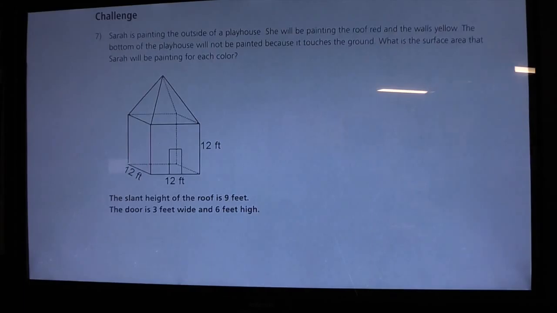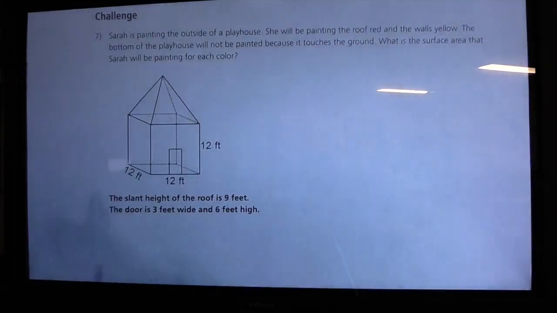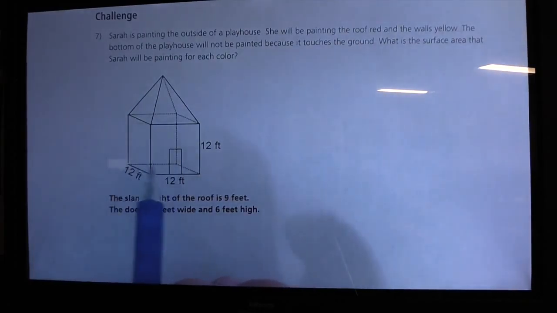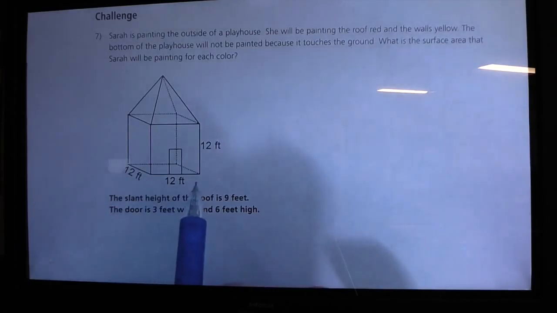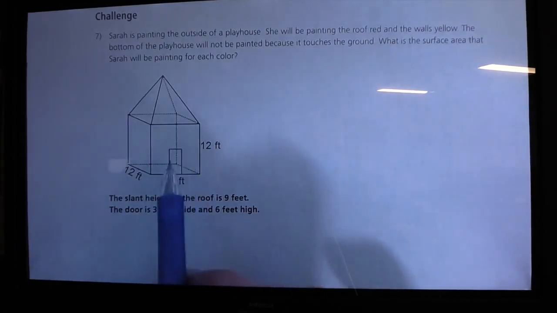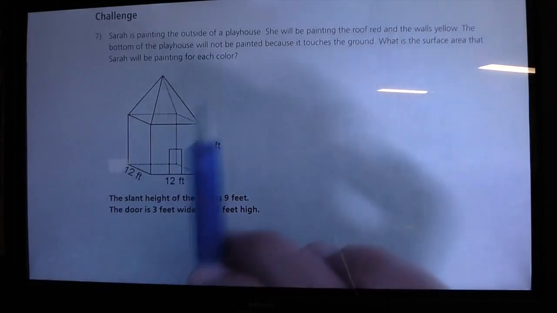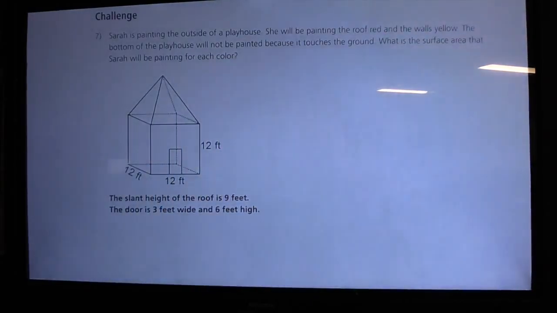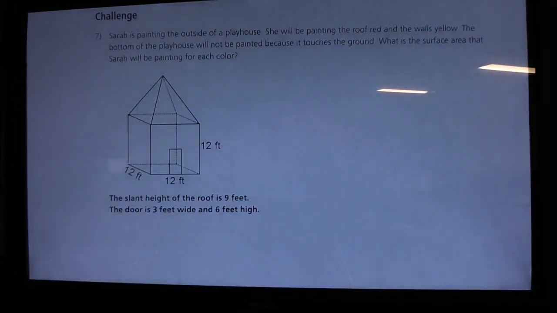It says that Sarah is painting the outside of a playhouse. So Sarah's the lucky girl, and she's got this playhouse, and it looks like it's got one door. It looks like it's a good size one for a kid, 12 by 12, and it must have a tall ceiling, 12 feet tall, and then we've got the roof too. It says that she will be painting the roof red and the walls yellow.